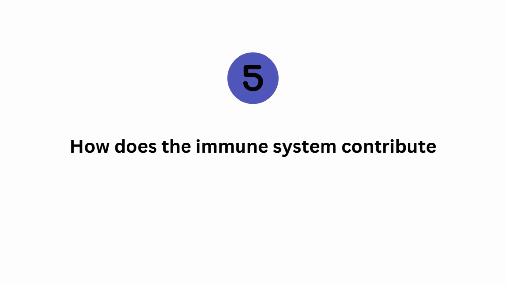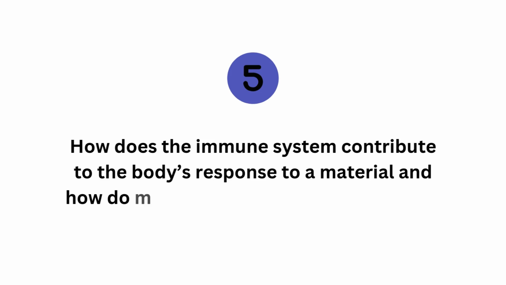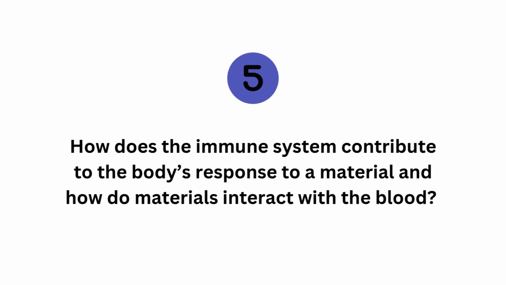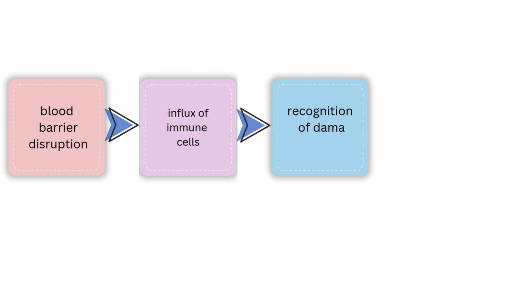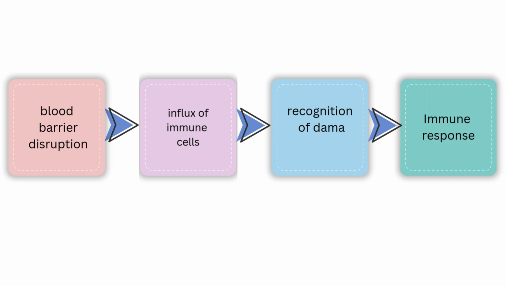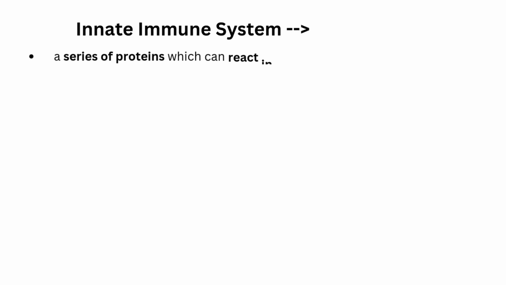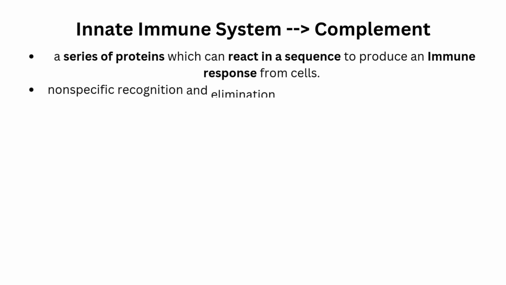How does the immune system contribute to the body's response to a material, and how do materials interact with the blood? Upon implantation, the surgical procedure disrupts the blood-aqueous barrier, leading to an influx of proteins and immune cells into the anterior chamber of the eye. The immune cells attached to the proteins adsorb onto the IOL, recognizing it as damage or non-self, which gives rise to an inflammatory response. Part of the innate immune system includes a series of proteins which can react in sequence to produce an immune response from the cells.